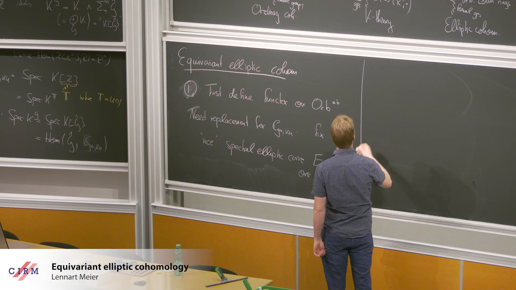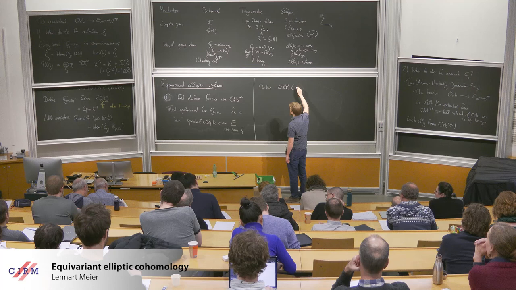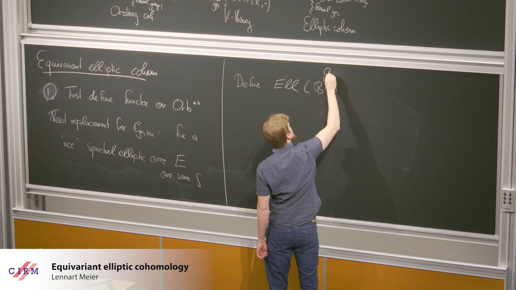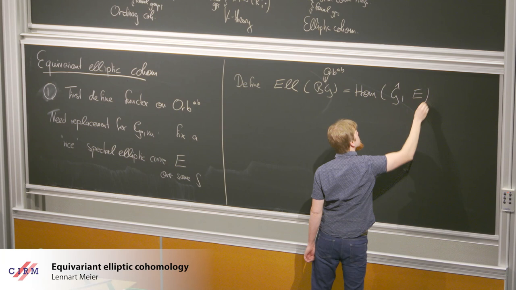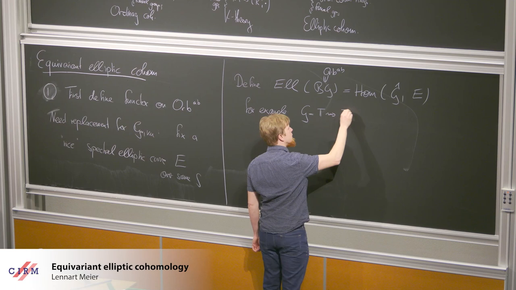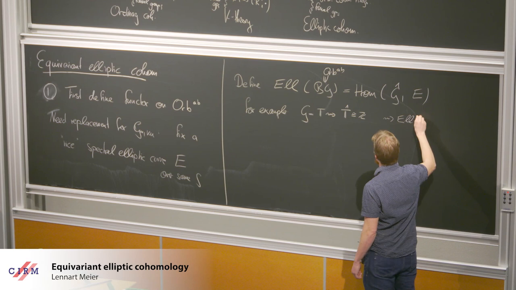So then define elliptic cohomology of some BG, where G is an abelian group, as homomorphisms from the Pontryagin dual into E. So for example, we might take G to be the circle group, then the Pontryagin dual is Z, and homomorphisms from Z, well, they don't change anything. We get that this would be E itself, what we associate to a circle.